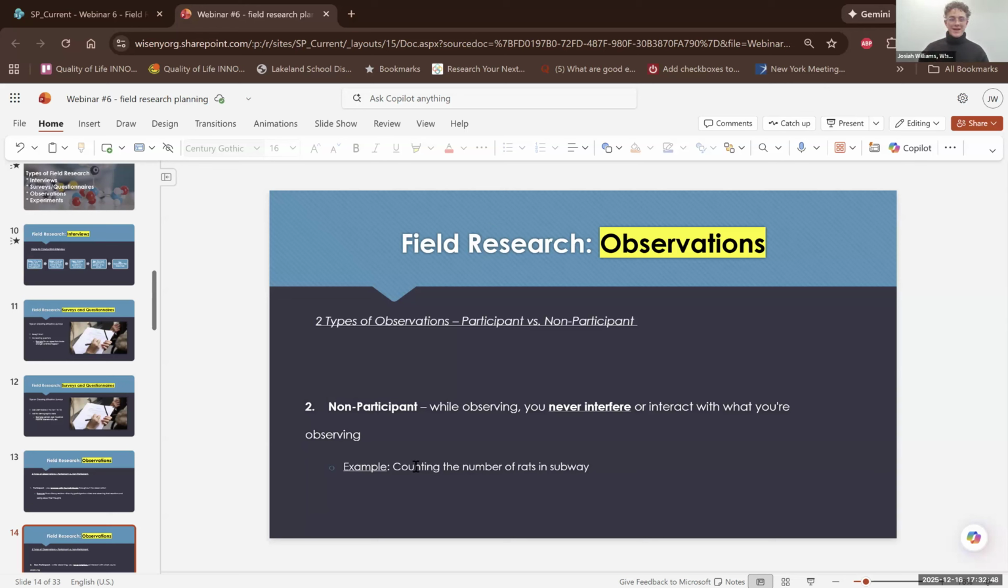Too many. There was a great proposal that did observational research last year, where these students went through their school and actually just observed the murals and made a note of the different races, the different genders represented in the individuals on the murals. And it's a great example of observational research.